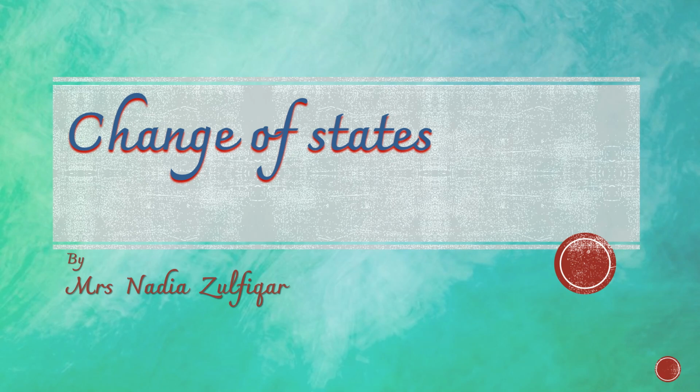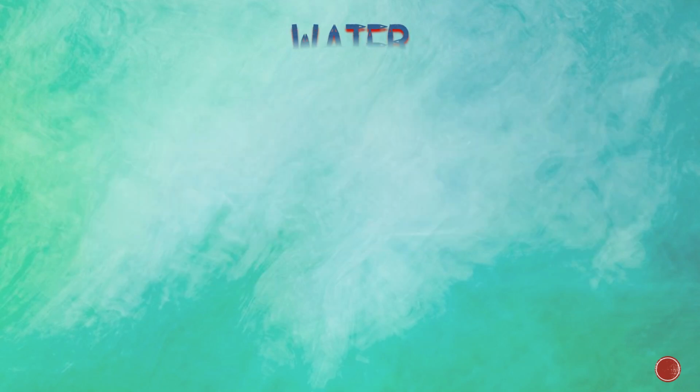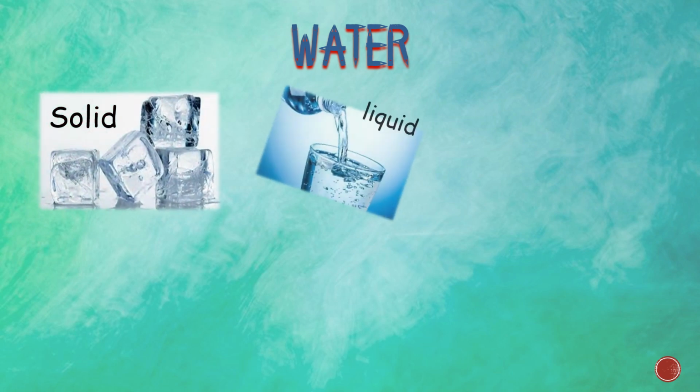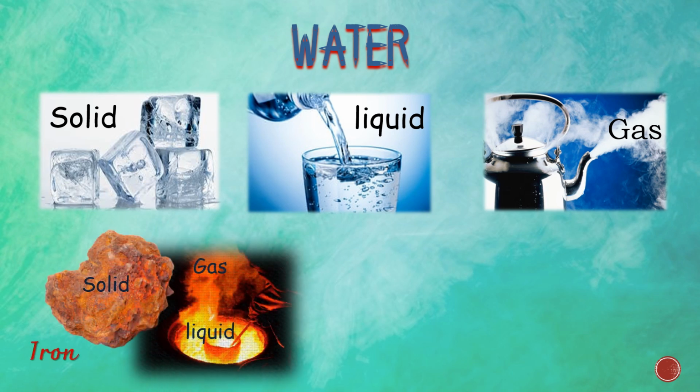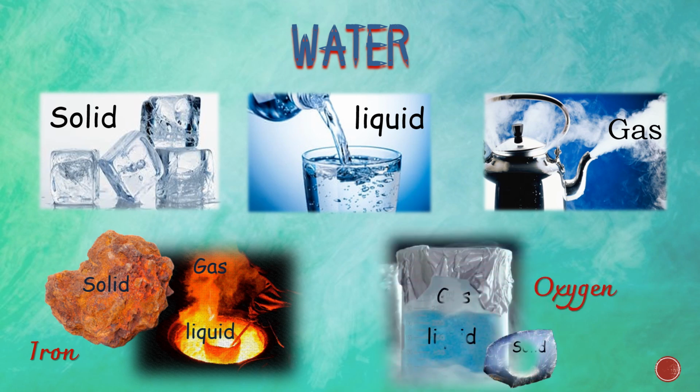Today we will discuss change of states. Water is the most common liquid known to exist in all the three physical states of matter. However, it's not just water. Nearly all the substances are known to exist as solids, liquid and gas. Even iron can melt and boil, and same is the case with oxygen.